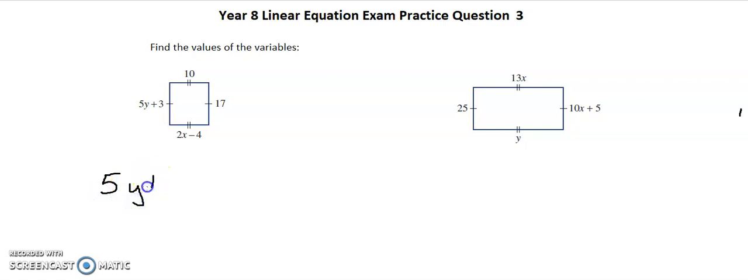5y plus 3 is equal to 17. And when it's got double lines, it means they are even as well. So I can also write that as 2x minus 4 is equal to 10. Now it's just about simply solving it.